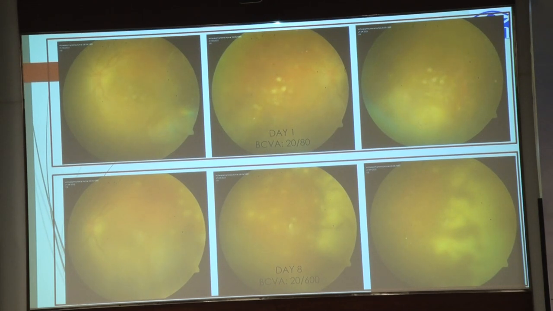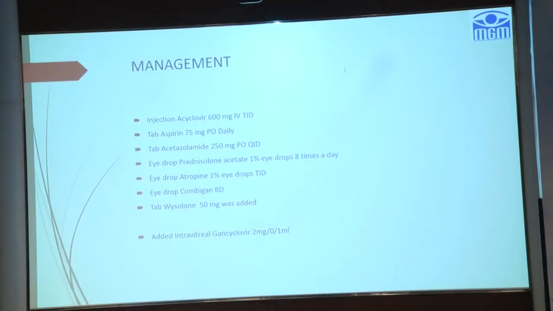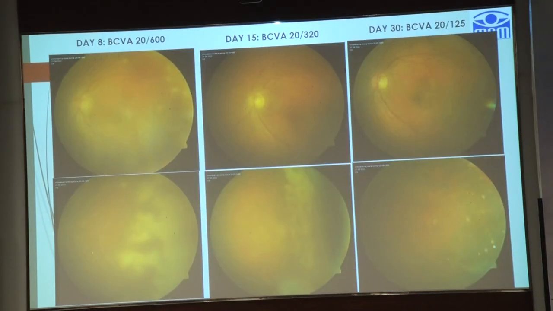So in this case, I gave him intravitreal ganciclovir, 3 injections. There are a few reports that in recalcitrant cases of acute retinal necrosis, we can give intravitreal ganciclovir. This patient received 3 shots of intravitreal ganciclovir, and we continued acyclovir. Over a period of time, at day 15, vision improved to 20/320. Lesions started resolving, and at day 30, vision improved to 20/25, and the lesions have completely healed.